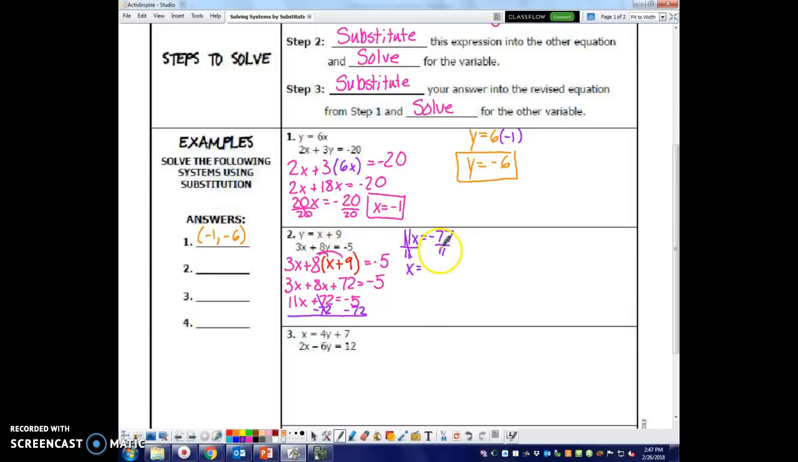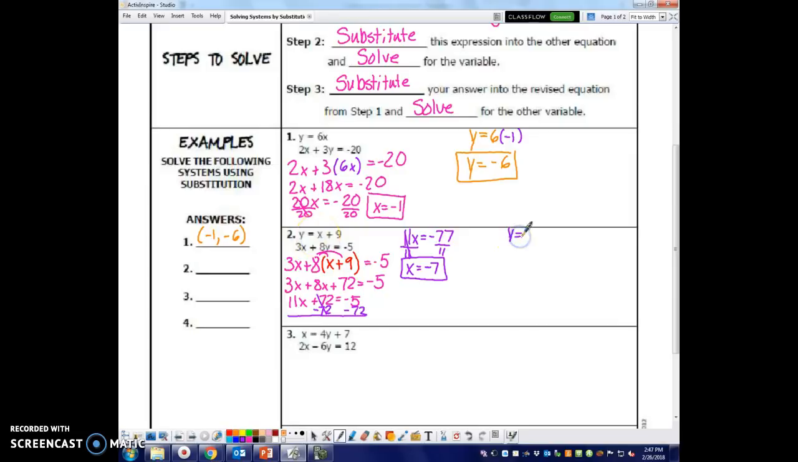X equals -77 divided by 11, which is -7. And you can type these in your calculator, that's okay. So now we need to figure out what y is. We know what x is, so we need to figure out what y is. So pick an equation. This one's probably the easiest.